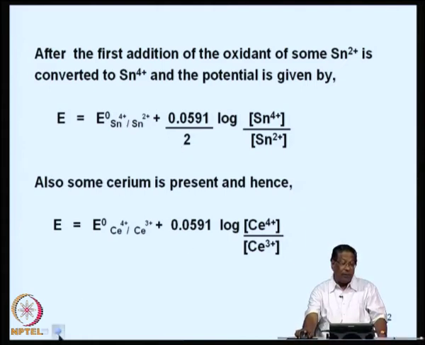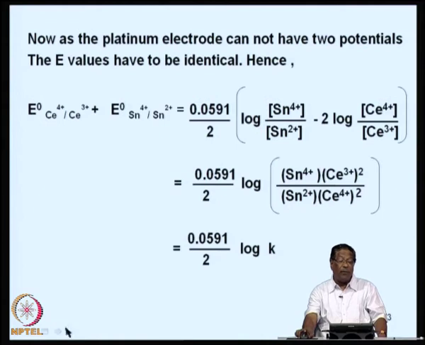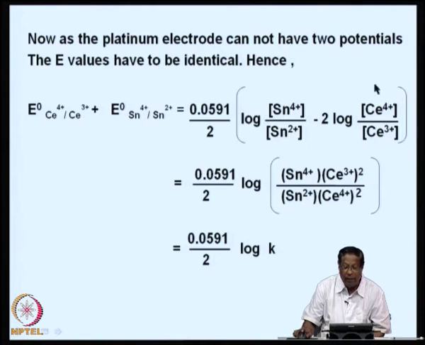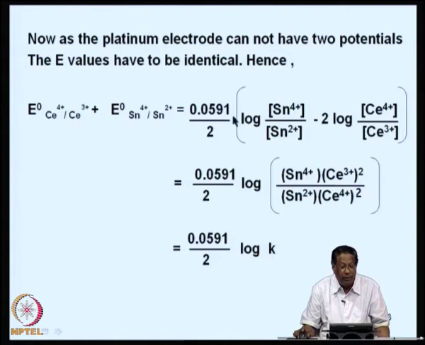and reorganize. How we are going to do that is like this: put all E naughts on one side and the concentration terms on the other side. So, E naught Ce4+ by Ce3+ minus E naught Sn4+ by Sn2+ should be equal to 0.0591 by 2 logarithm of stannic to stannous minus twice logarithm of ceric to cerous. Now, I can simplify this. See, the 2 will become a square here.